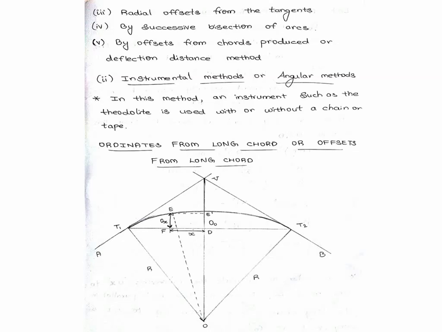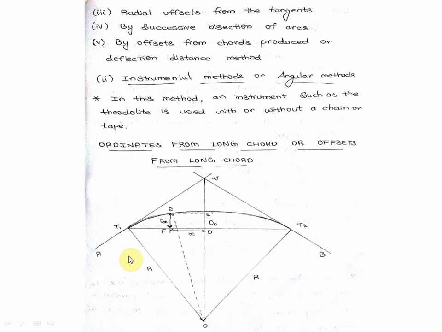The second method is the instrumental method or angular method. In this method an instrument such as a theodolite is used with or without chain or tape. So in this method you may use chain or tape, or you may not. First we'll go through the offset from long chord.